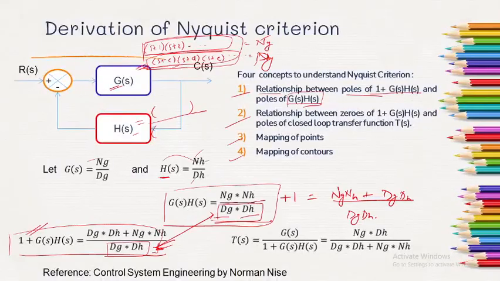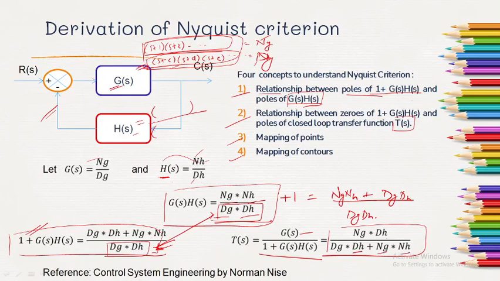Coming back, the second concept is the relation between the zeros of 1 plus G(s)H(s) and the poles of the closed loop transfer function T(s). Now we have to define T(s). T(s) is the transfer function of this closed loop system, which we can write as G(s) upon 1 plus G(s)H(s). If you solve this, the term that you will get is N_G into D_H divided by D_G D_H plus N_G N_H.